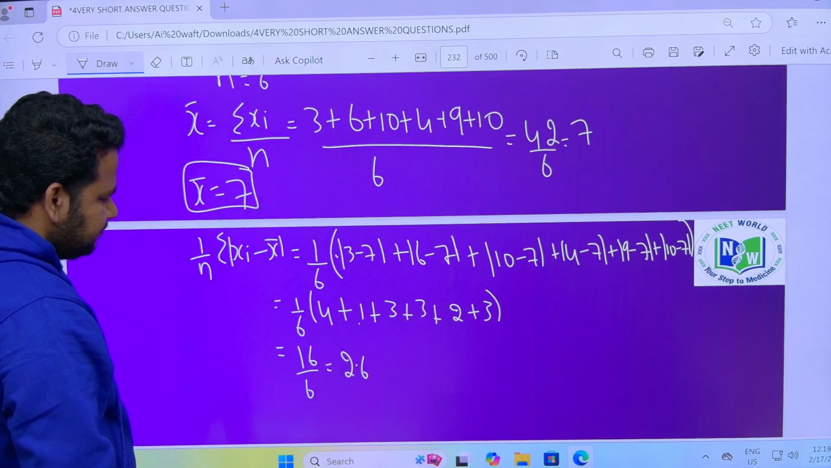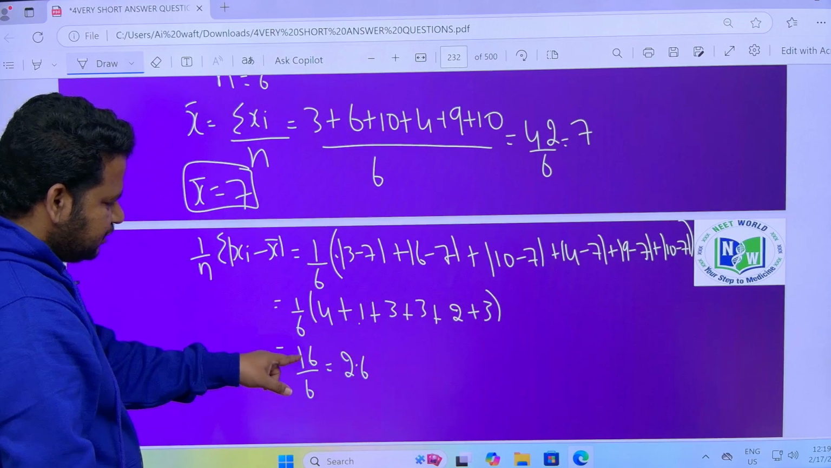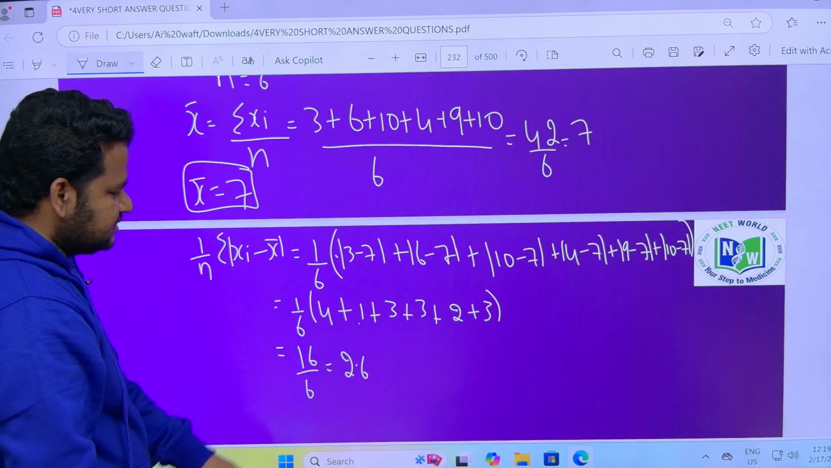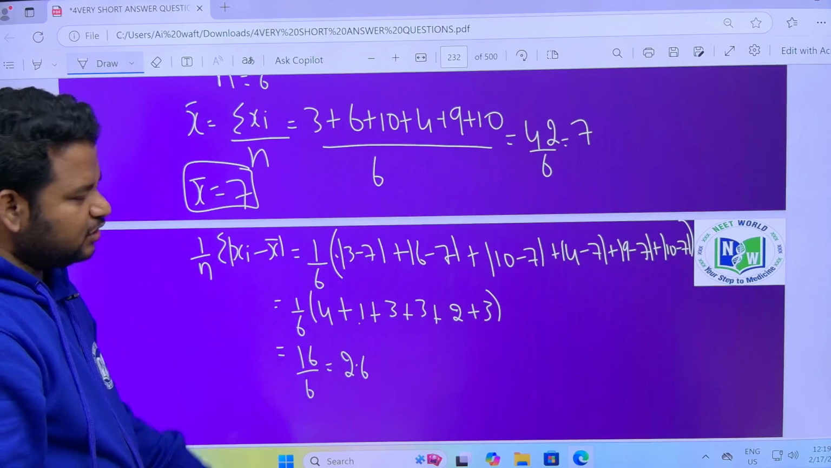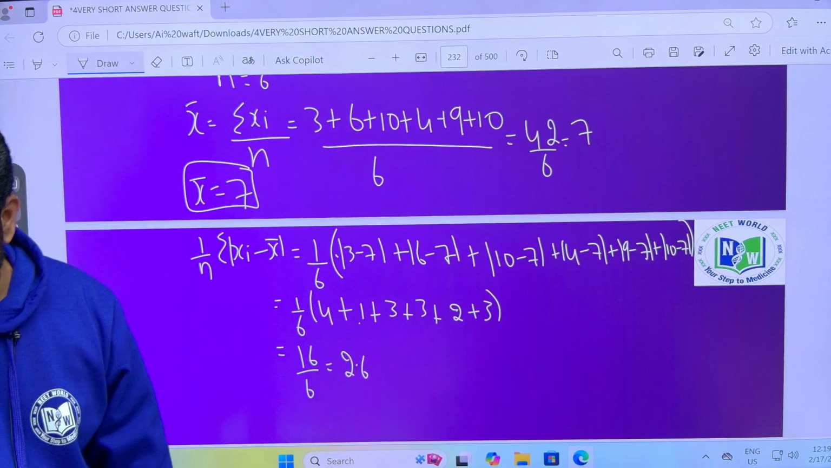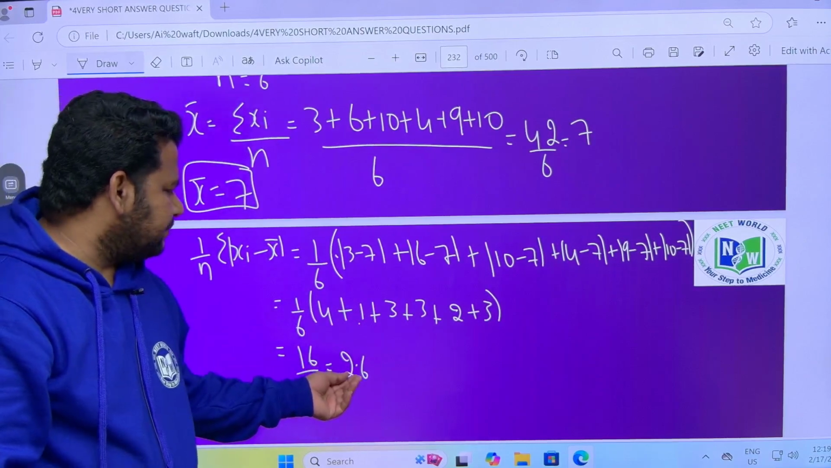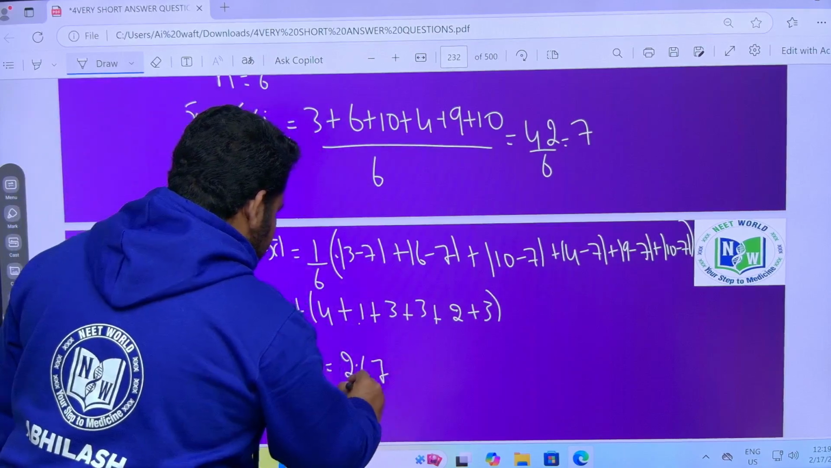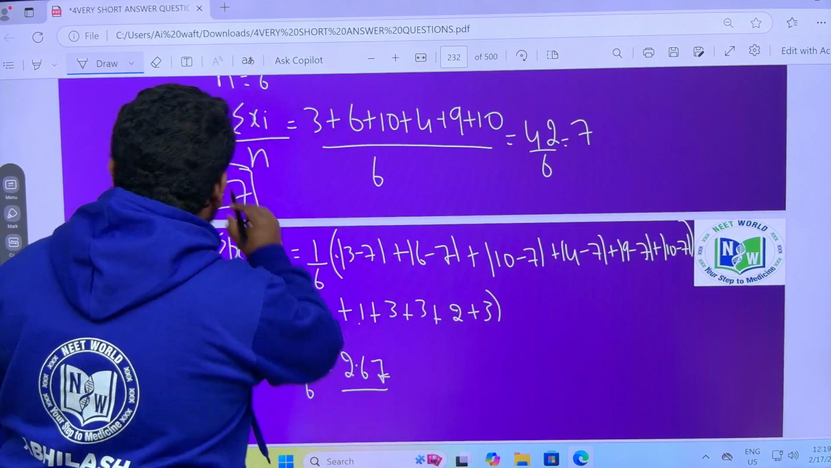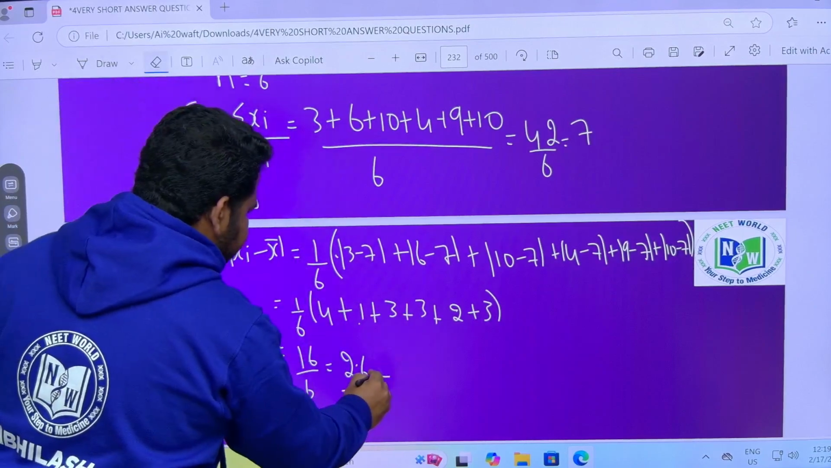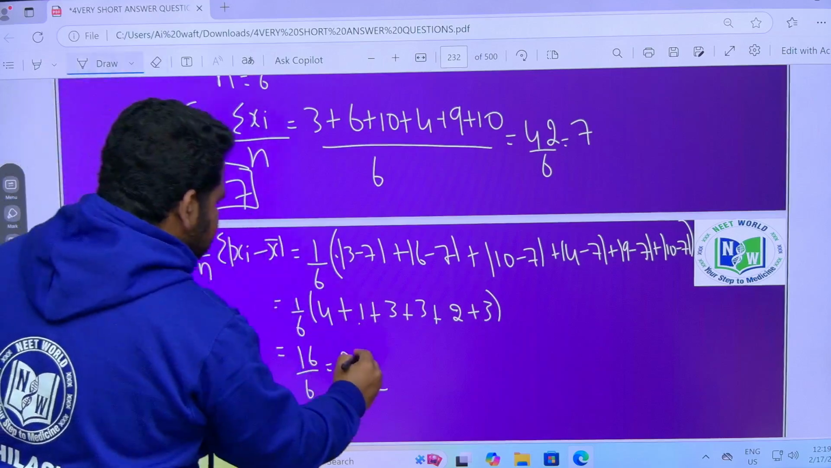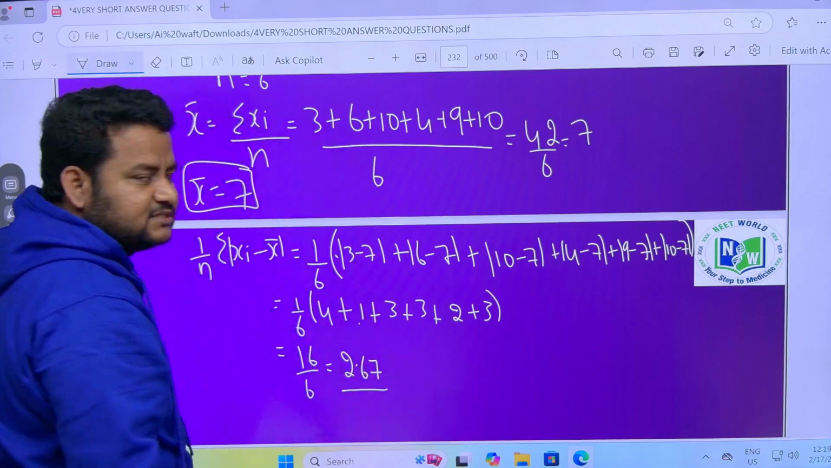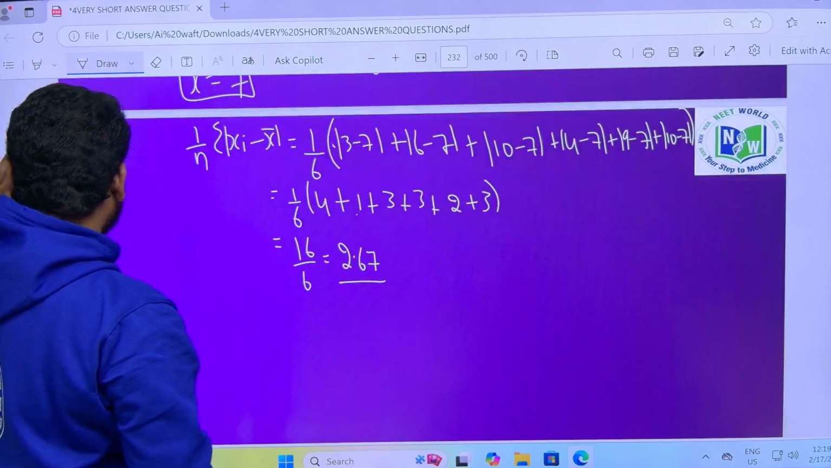4 is left means 6 2s are 12, 4 is left, 6 6s are 36. Okay, so you can leave it at 2.6, something like that. It will come as 2.666. So instead of that, you can write it as 2.67. So this is the answer, friends. You can write it as 2.67. So this is the answer to this question. So let's move to the second one.